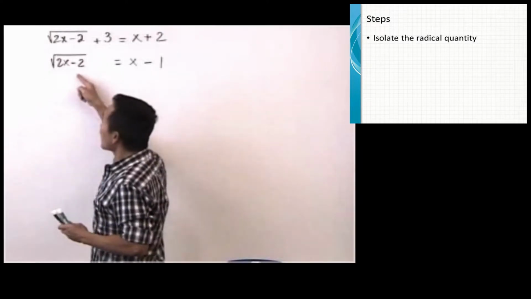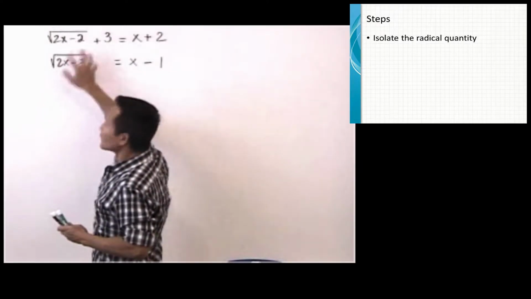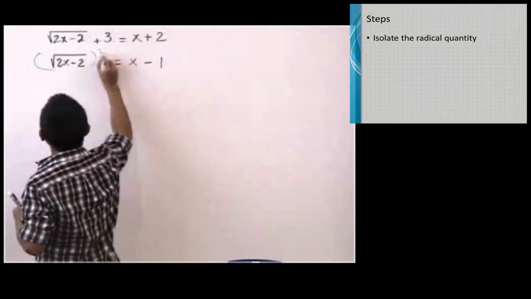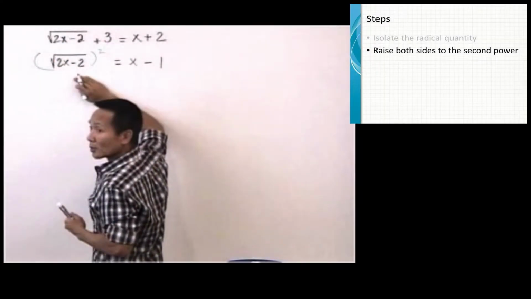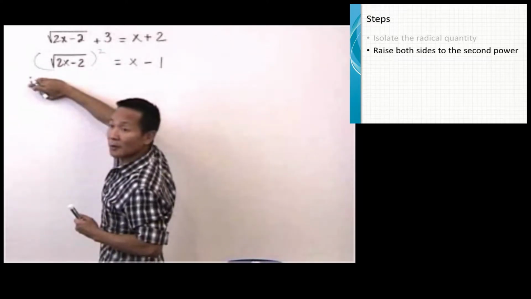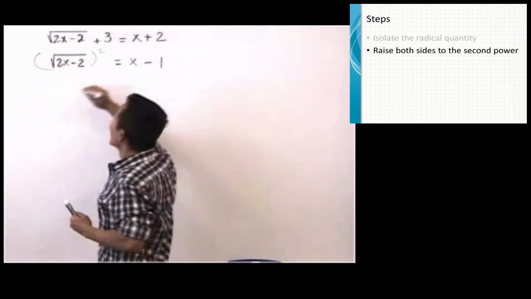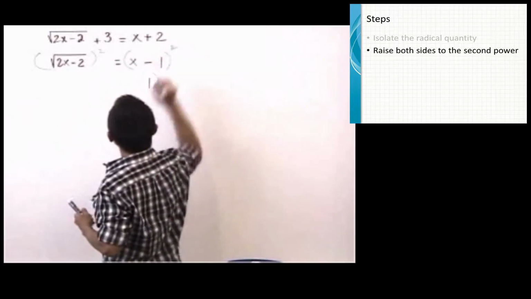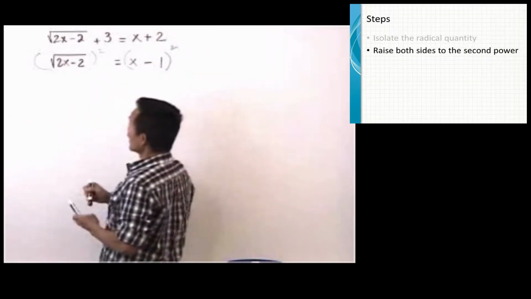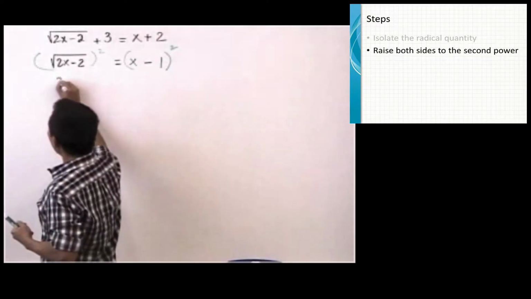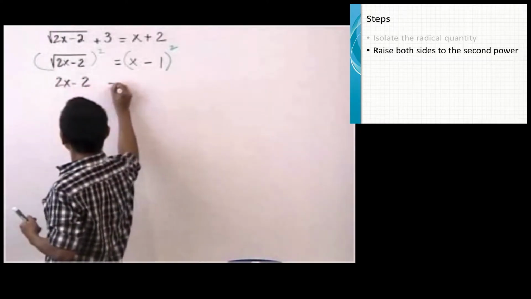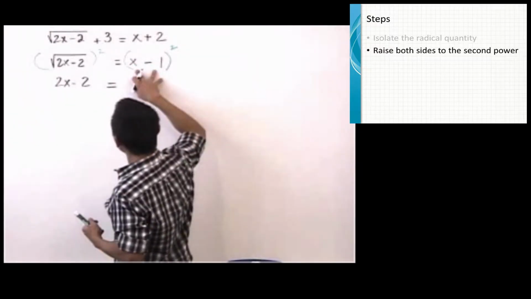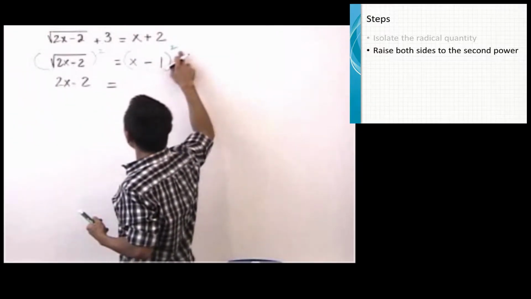Notice this is a square root. If you want to lift the root, we raise both sides to the second power. But please remember, we raise the entire left side to the second power, so therefore we have to raise the entire right side to the second power. So on the left, I only have 2x minus 2 equals, and on the right, I will FOIL x minus 1 to the second power.